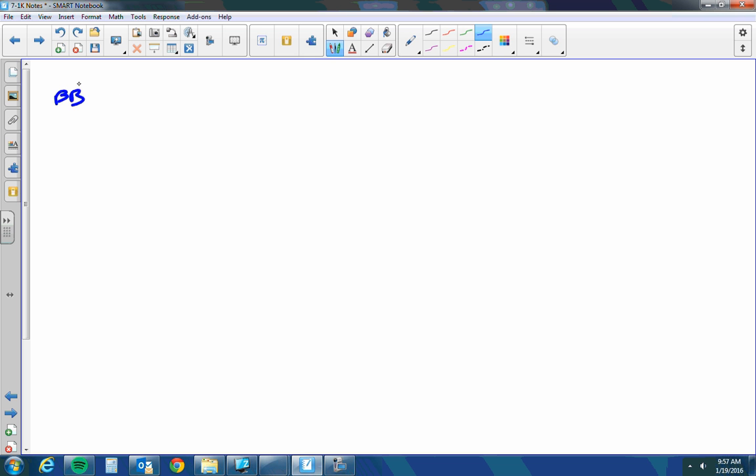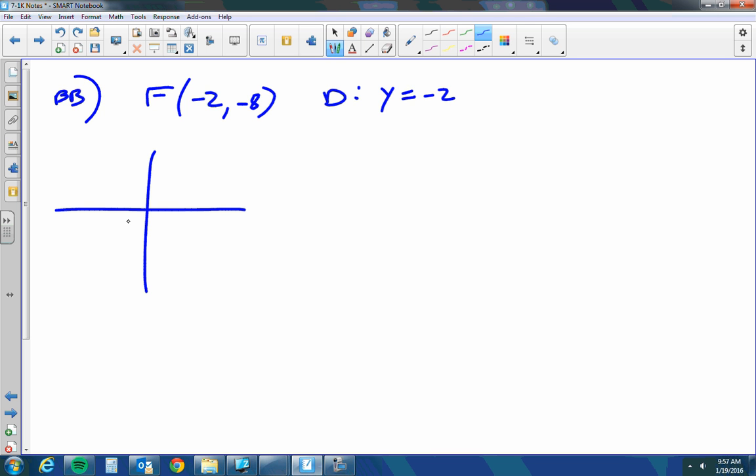So on problem BB, you're given a focus of -2, -8, right? And you're given the directrix. What is the directrix? All right, let's draw this thing first. -2, -8. This way is down here. The directrix is a horizontal line. Don't mess that up. Up here. Right? This point would be below that line, yes? So the vertex is halfway between those, and the parabola opens down again.